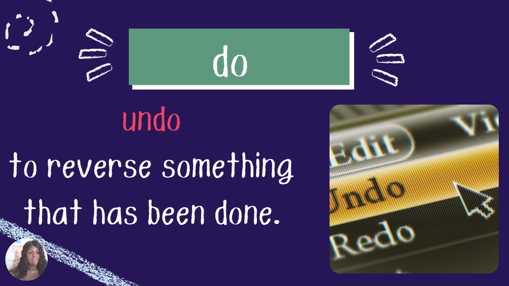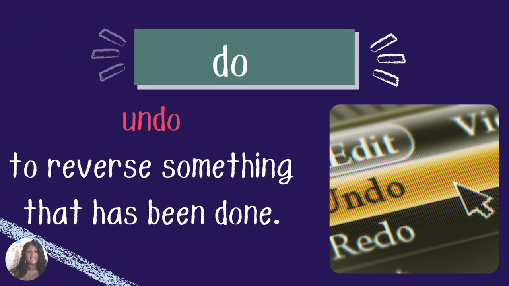Our next base word is do. To create a new word, we add un in front of the word and it becomes undo. Undo means to reverse something that has been done. You're not happy with whatever you did, whatever process you went through, so you changed it, you undid it, or you undo the process.